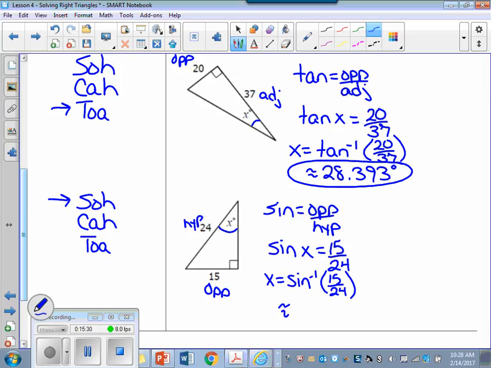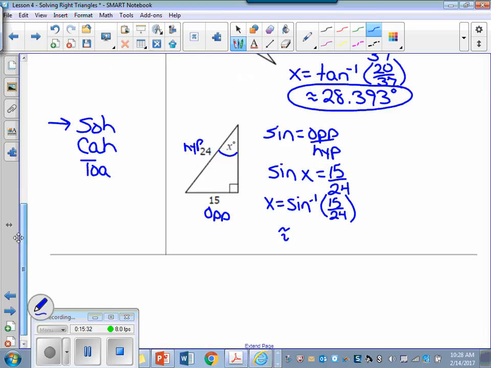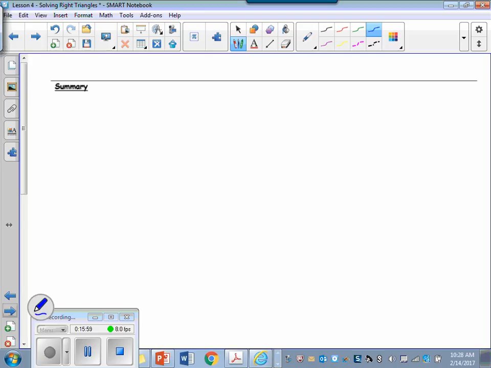15/24, which is approximately, ooh, that's a horrible approximately symbol. Let's try that again. Okay, second sine, 15 divided by 24, 38.682 degrees. That's it. Take a couple of minutes to write a summary of the important information from this lesson.